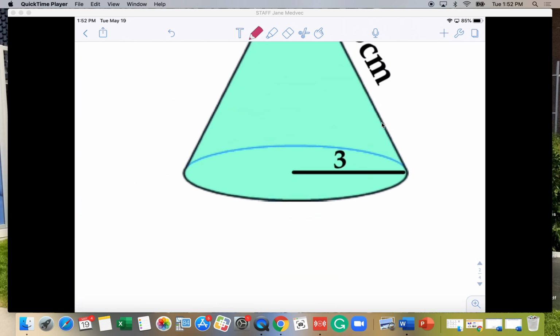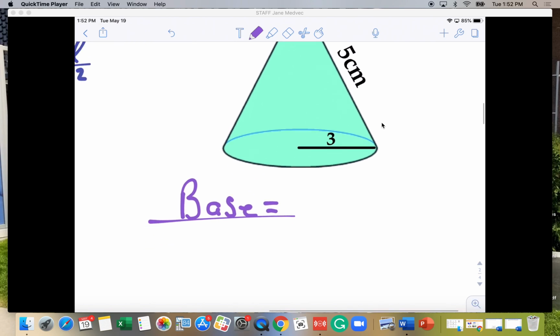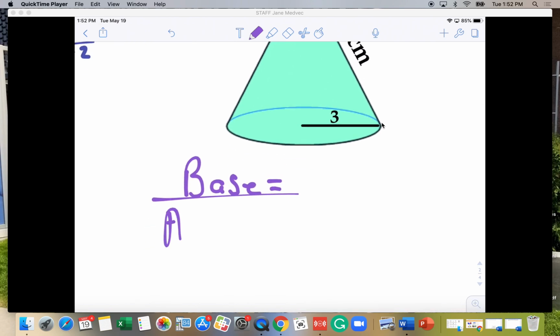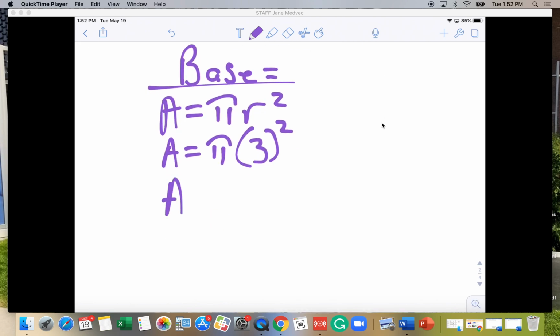The next shape that we're going to do is like this. So again, I'm finding the area. The base is a circle, and there's only one. So area equals pi r squared. Area equals pi times the radius squared, and the area of the base is 9 pi.